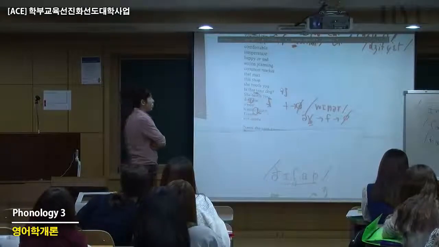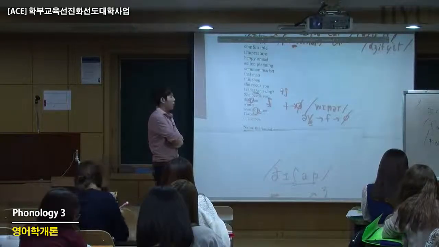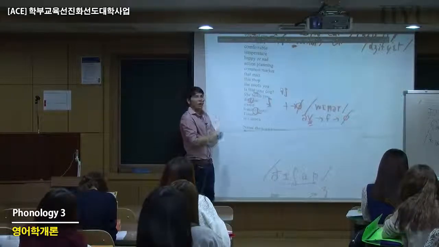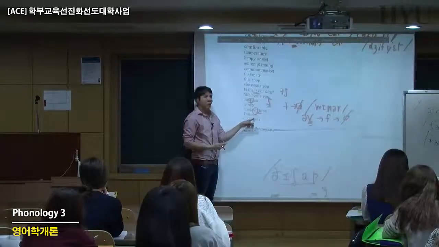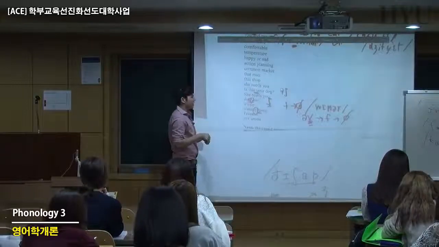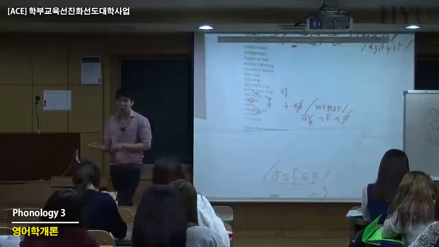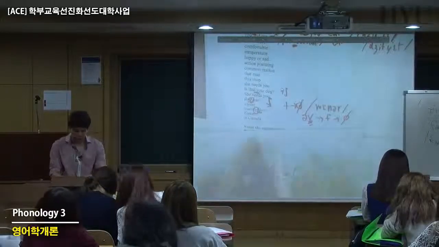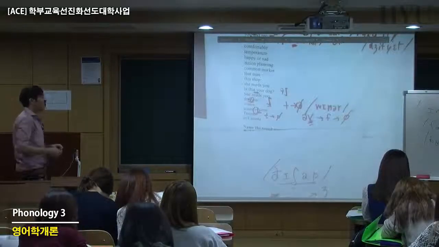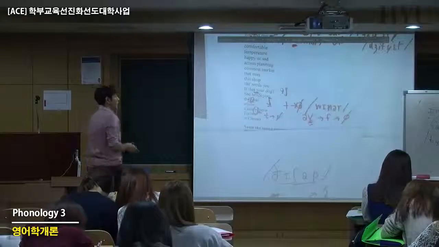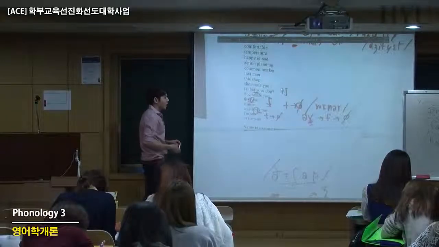The next word, Toronto. In fast speech, T is deleted. T goes to zero. So we say Toronto, in Toronto. T goes to zero. Deletion. In Toronto, like that.